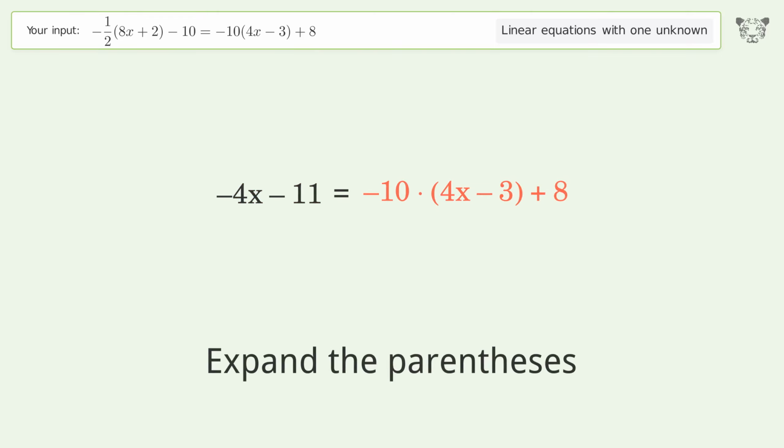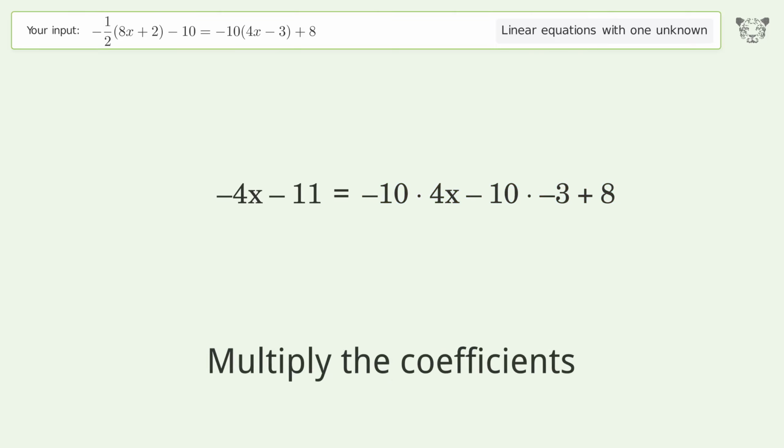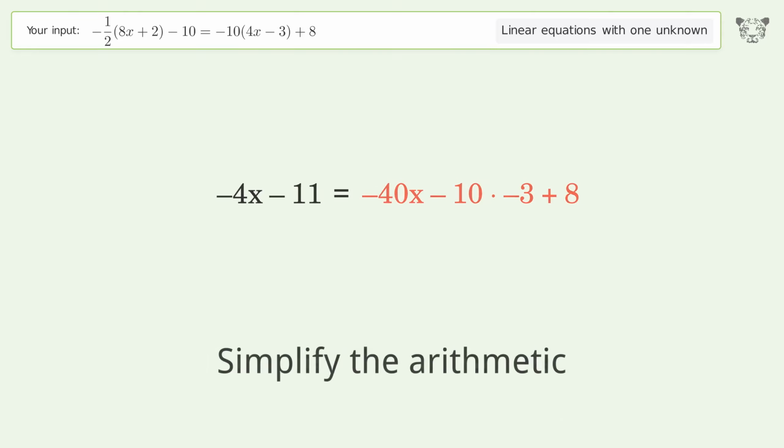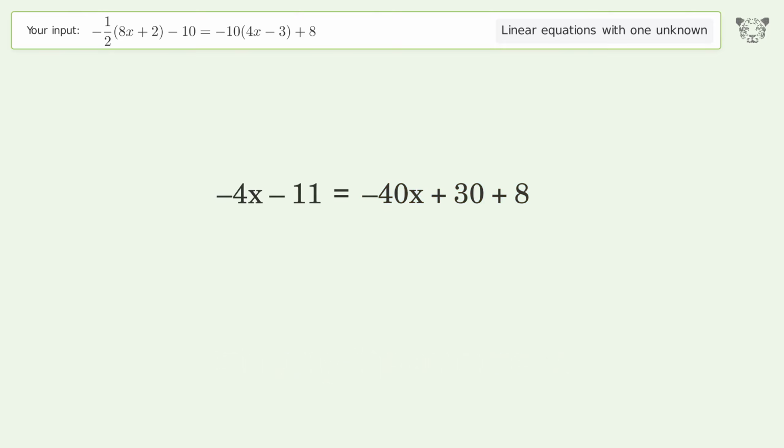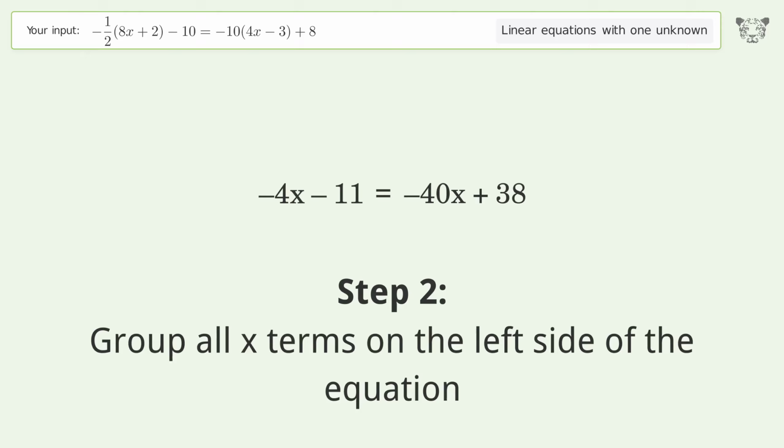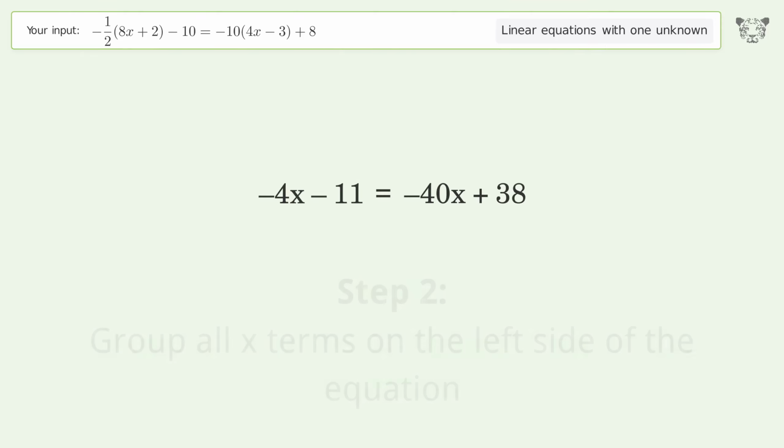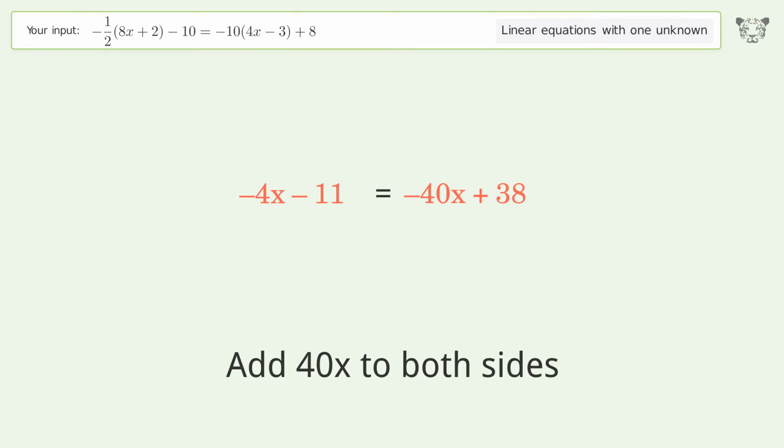Expand the parentheses. Multiply the coefficients. Simplify the arithmetic. Group all x terms on the left side of the equation. Add 40x to both sides.